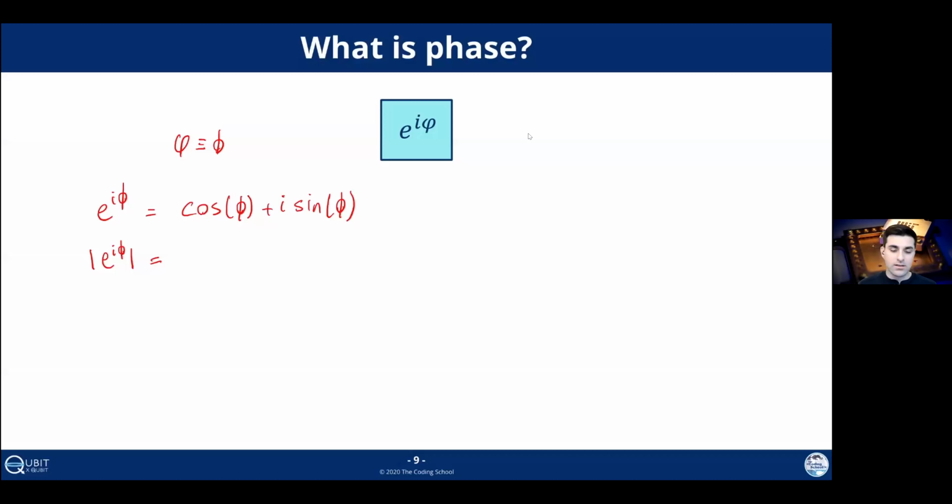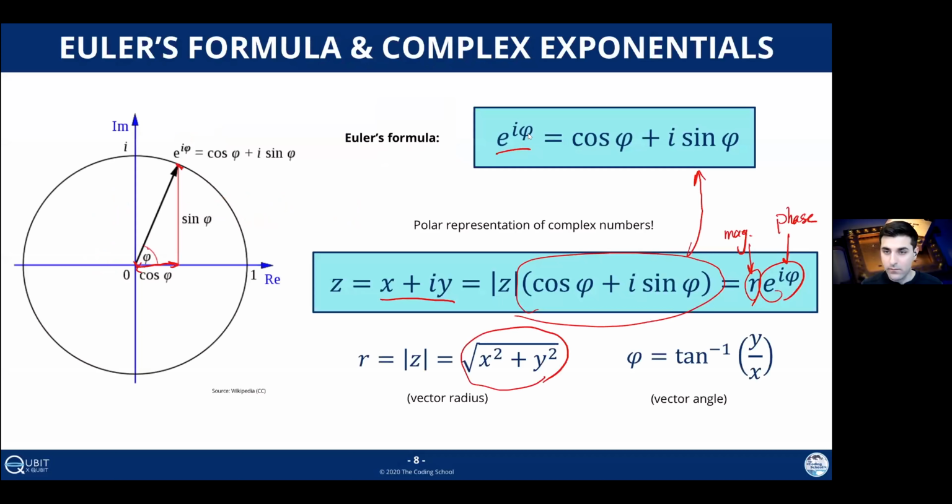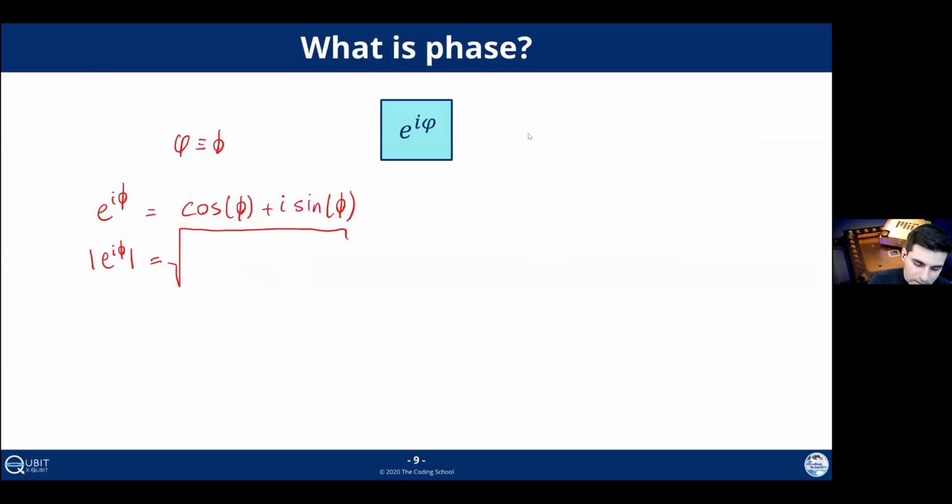Okay, maybe we can start discussing this together now. What we saw from the previous section is that this amplitude is simply the square root of the real part squared plus the imaginary part squared. So in this case, let me draw the square root. My real part is cosine of phi, so let's say cosine squared of phi.